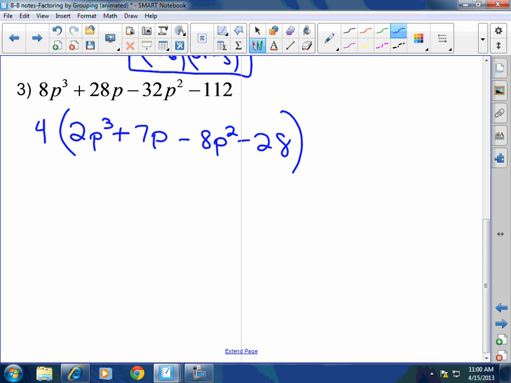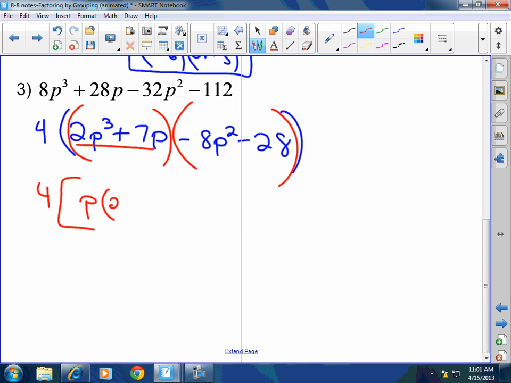Okay. Now, let's factor. I group this guy and this guy together. What can I factor out of here, if anything? A p, right. So I have 4, and I have a p times 2p squared plus 7. Now what do I factor out of this bad boy to make it look like 2p squared plus 7? A negative 4. Thank you, son. Pull out a negative 4, and I'm left with 2p squared plus 7.